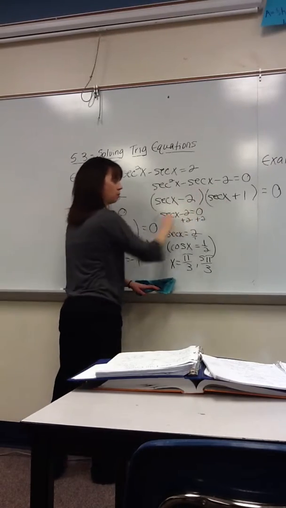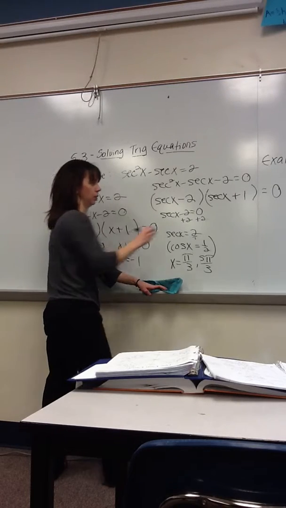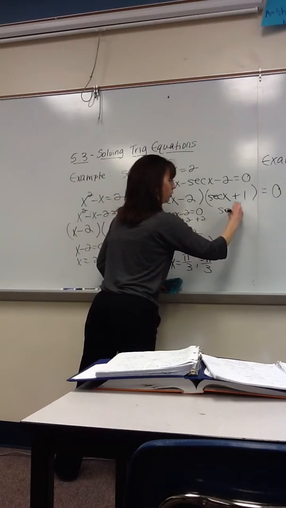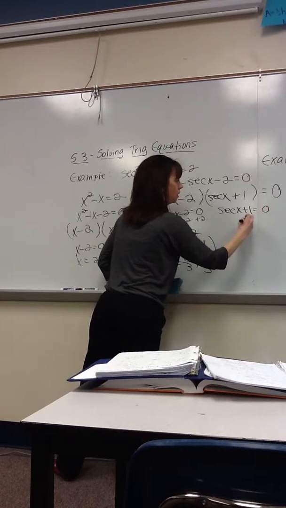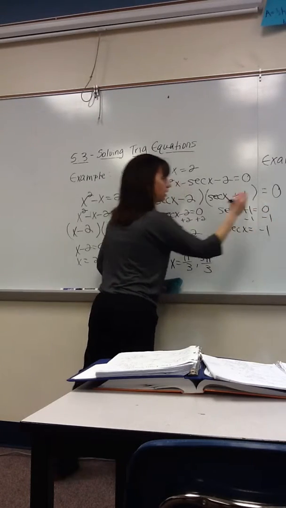We need to consider this option now. So we have secant of x plus 1 equals 0. And I subtract 1 from each side. So the secant of x is negative 1.